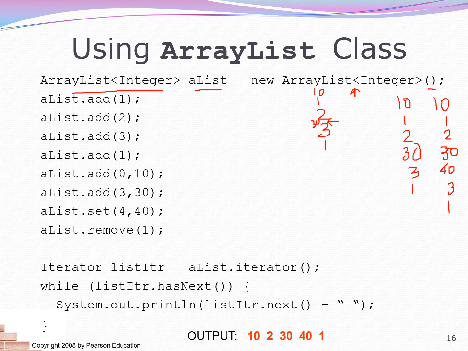And then it says here remove 1, 0, 1. So the new list will be 10, 1 will be removed, yeah, 2, 30. Sorry for the bad handwriting. 3, 1. So this is the latest one.